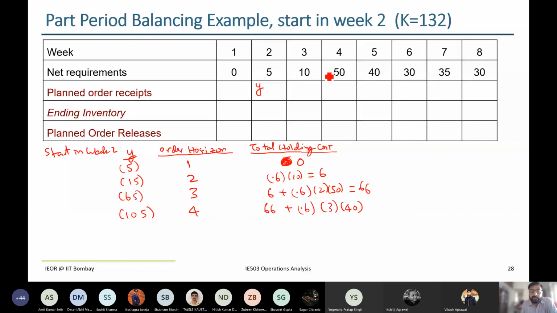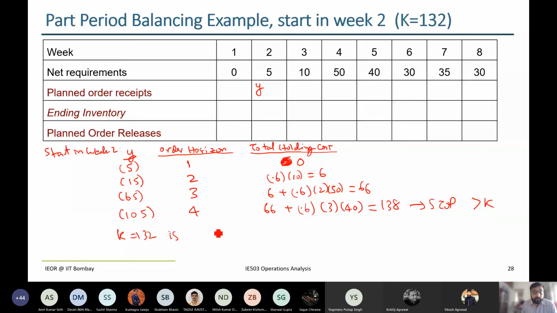Again, you can say I produce 105 here. So that means the 40 units is carried over 1, 2, and 3 periods, which gives a total cost of 138. Now each time I'm comparing this total holding cost with my total setup cost K, which is 132. We stopped because this total holding cost is greater than your K.